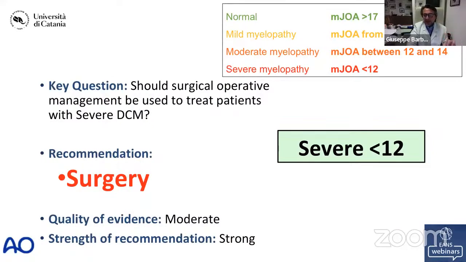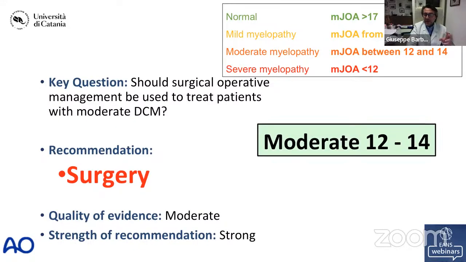If we are dealing with a patient whose mJOA is less than 12, which means severe myelopathy, then surgery seems to be recommended. When we look at the quality of evidence and the strength of recommendation, and I would advise that you pay attention to this data also in the next slides, you can see that we are dealing with a moderate quality of evidence, but a strong recommendation. The strength of recommendation is quite strong.